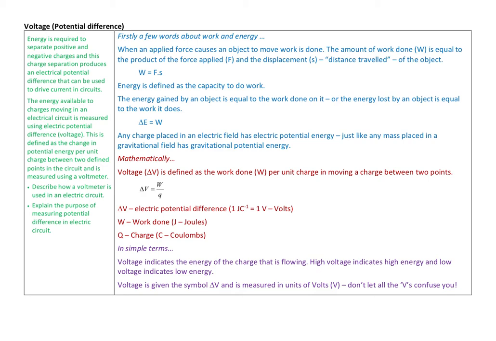So the charge that's coming out of a 240 volt power socket in your house is going to have a lot more energy than the charge that comes off a typical 1.5 volt battery that you'd put in a remote control, or a 5 volt supply, which is what most USB devices like your mobile phone use. Voltage is given the symbol delta V, as I've already said, and is measured in units of volts. Don't let all the V's confuse you.